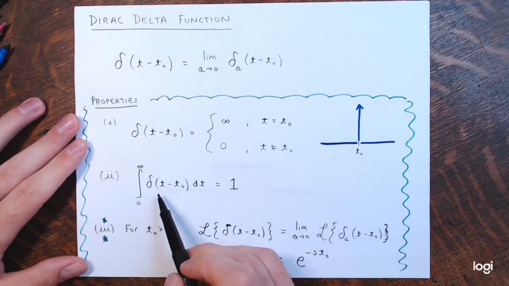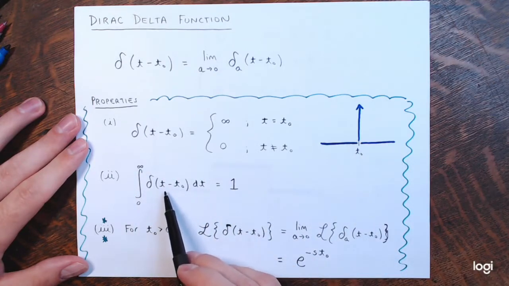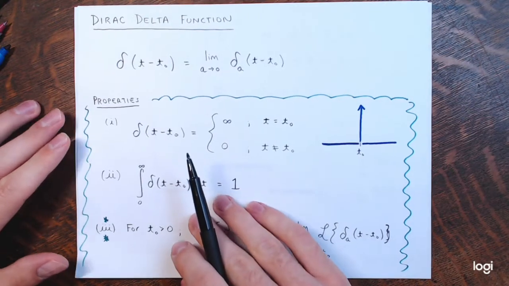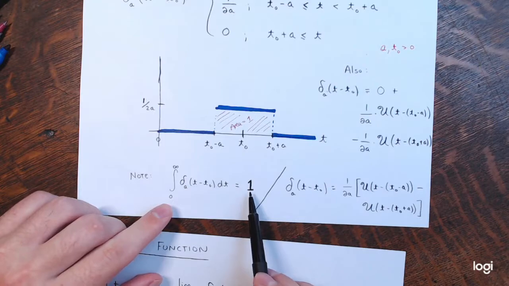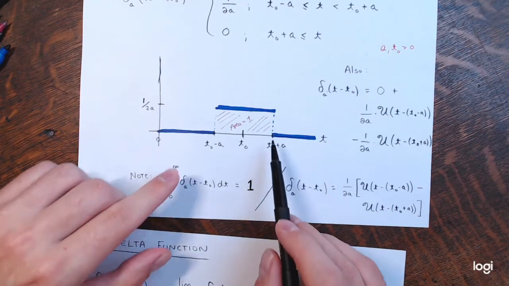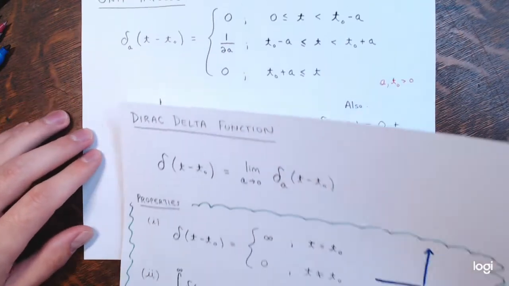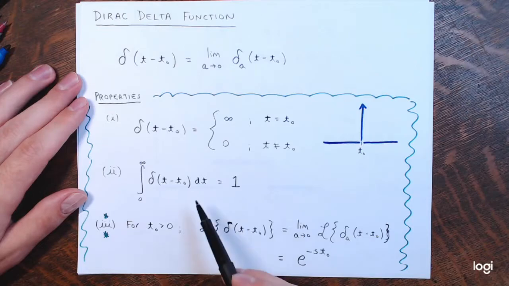Also, the integral from 0 to infinity of the Dirac delta function is defined to be 1, just as it was for all the impulse functions, right? This is always 1, so this is a constant. So even as a approaches 0, this remains constant. So the integral from 0 to infinity of the Dirac delta function with respect to t is also 1.